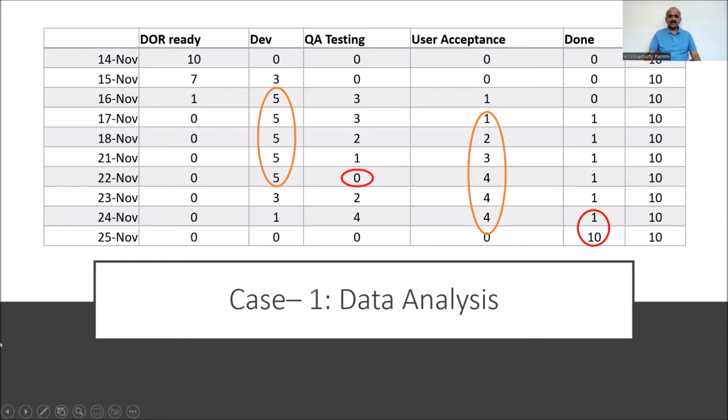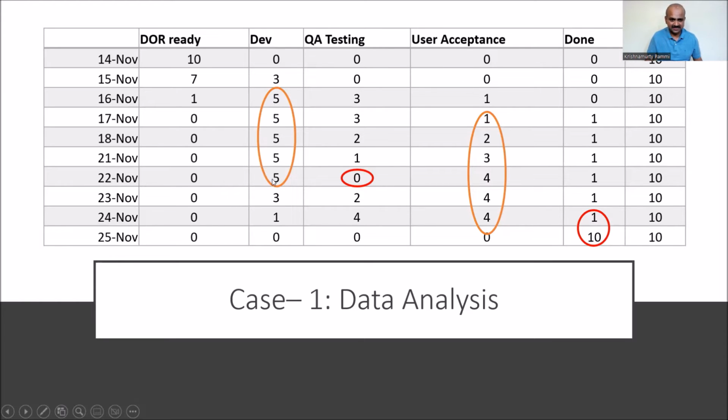Now, let's talk about how to interpret this graph. If you see here in development, the dates are 16th November, 17th November, 18th November, 21st November, 22nd November, because 19th and 20th November are Saturday and Sunday. That is the reason we don't have those 2 days, right? The sprint starts on Monday and ends on the following Friday. So all are 5s here. That means development is continuously having 5, 5, 5, 5, 5.